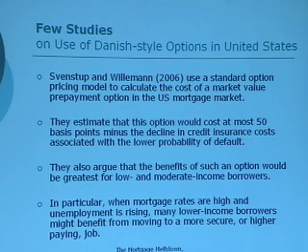So there are very few studies of the Danish-style options in the United States. In fact, there's only one. It's Fitzup and Wilhelm. They use a standard option pricing model to calculate the cost of a market value prepayment option in the U.S. market. They estimate that this option would cost at least 50 basis points minus the decline in credit insurance costs associated with the lower probability of default. They also argue that the benefits of such an option would be greatest for low and moderate income borrowers. In particular, when mortgage rates are high and unemployment is rising, many lower income borrowers might benefit from moving to a more secure, higher paying job.